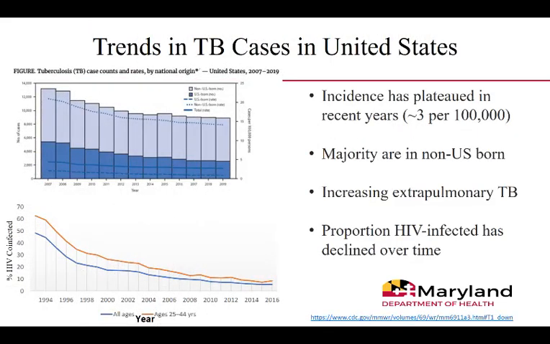Currently, the incidence of active TB has plateaued in recent years to approximately 3 per 100,000. It is worth noting that the majority of cases of tuberculosis in the United States and in Maryland are among non-US born individuals. Interestingly, we have observed an increasing proportion of cases that is made up of individuals with extrapulmonary manifestations of tuberculosis. HIV co-infection was a leading driver of tuberculosis disease and transmission in the early 90s, but the proportion of individuals with tuberculosis that are co-infected with HIV has declined over time.